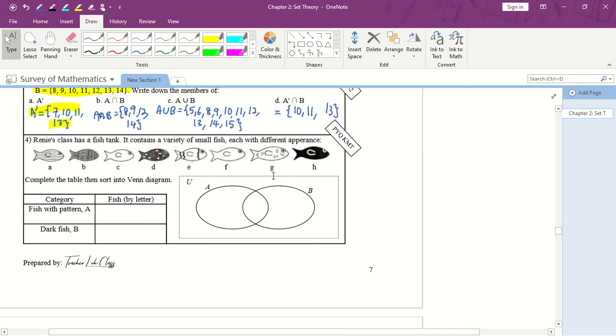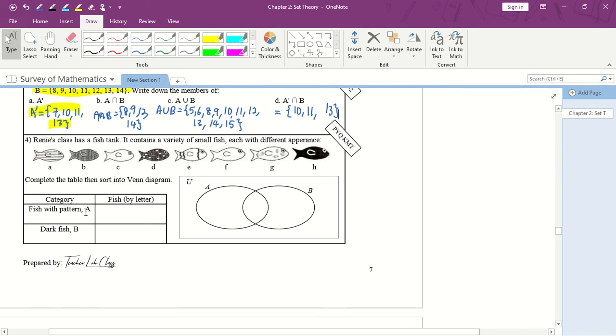And now, look at this question, the fourth question. Rennie's class has a fish tank. It contains a variety of small fish, each with a different appearance. So fish A, fish B, fish C, fish D, fish E, fish F, fish G, fish H. Now complete the table, then sort into the Venn diagram. The Venn diagram is given here, and now you need to find the category.